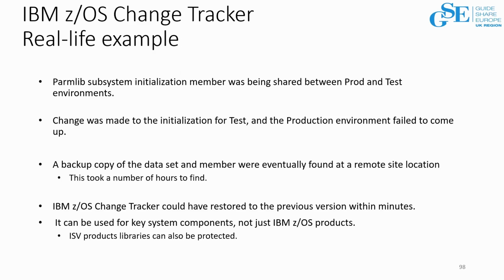time, because they then had to go and look for a backup copy of the data set and member, which turned out to not be on a local copy available. They had to go to an offsite location to find the copy. And then this actually took about 3 hours or so to find, during which time this production application was not available. Now, how could Change Tracker have helped in this case?